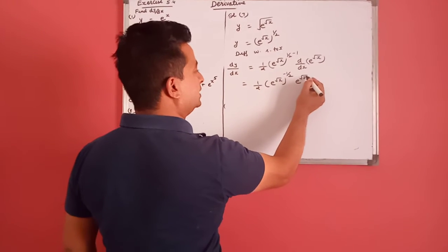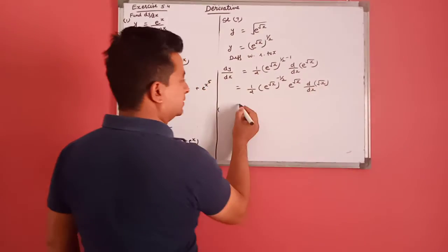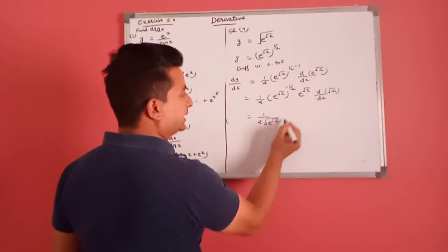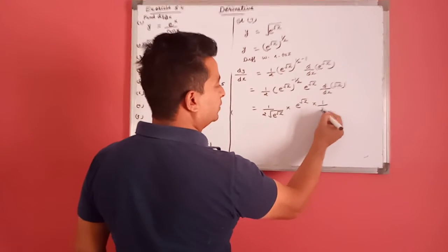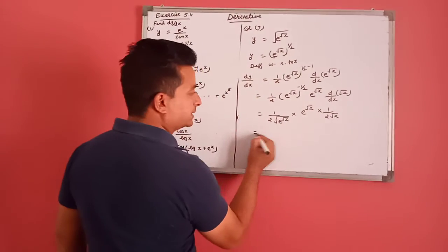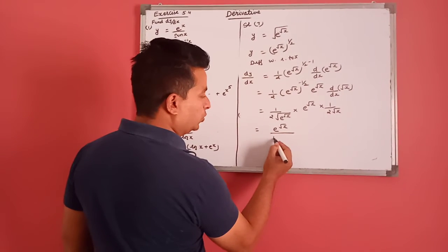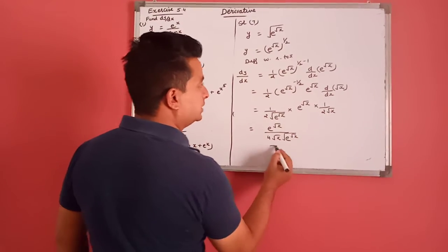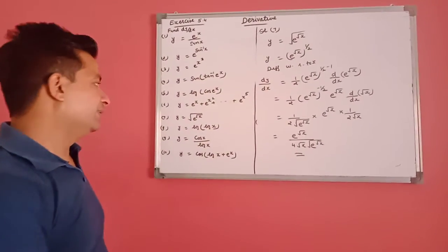The derivative of this is e^root x into the derivative of under root x. This is 1 upon 2 under root e^root x. This is e^root x. Here we use the power rule, 1 upon 2 root x. This means e^root x divided by 4 under root x e^root x whole. This is the differentiation of question number 7.